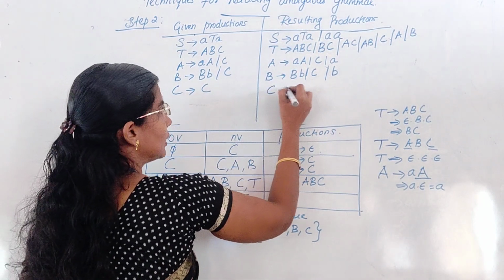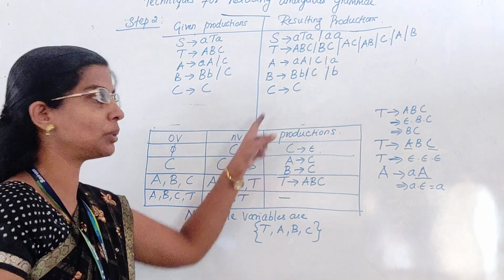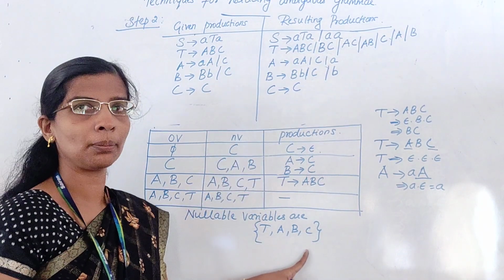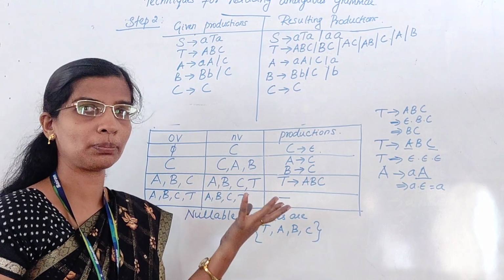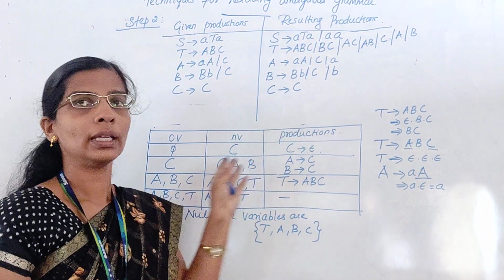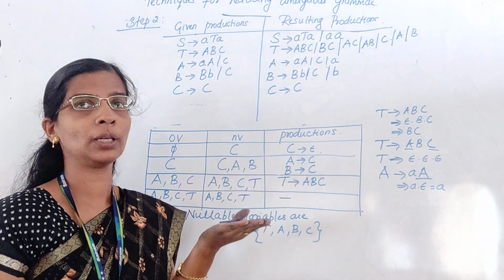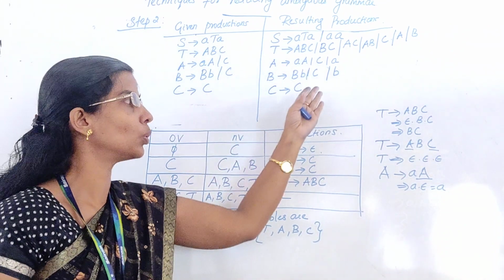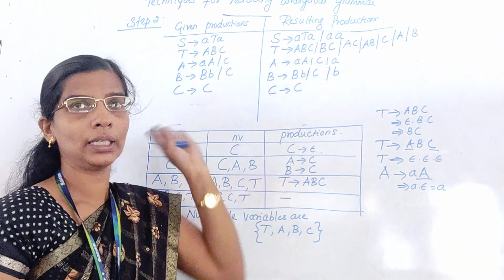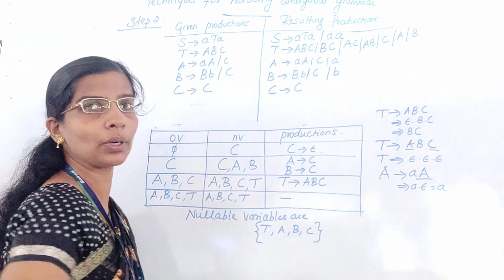Next, C tends to C. First I am writing as it is, and then I am checking whether the C variable is a nullable variable. It's a nullable variable. If I substitute epsilon for this C, in RHS I will get only epsilon. That becomes an epsilon production. But here I am eliminating epsilon production, so don't write epsilon production here. So this is my resulting production.